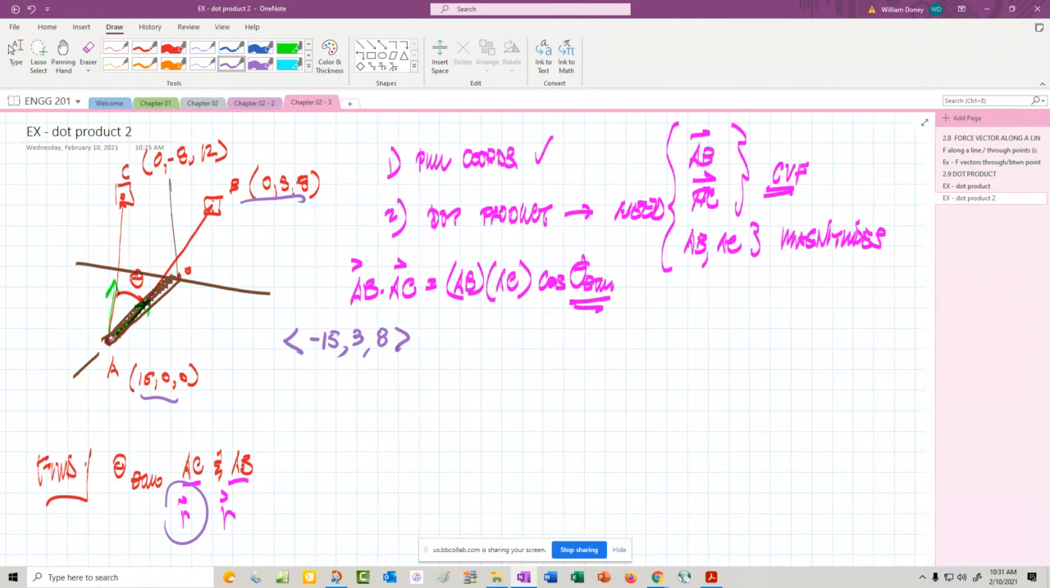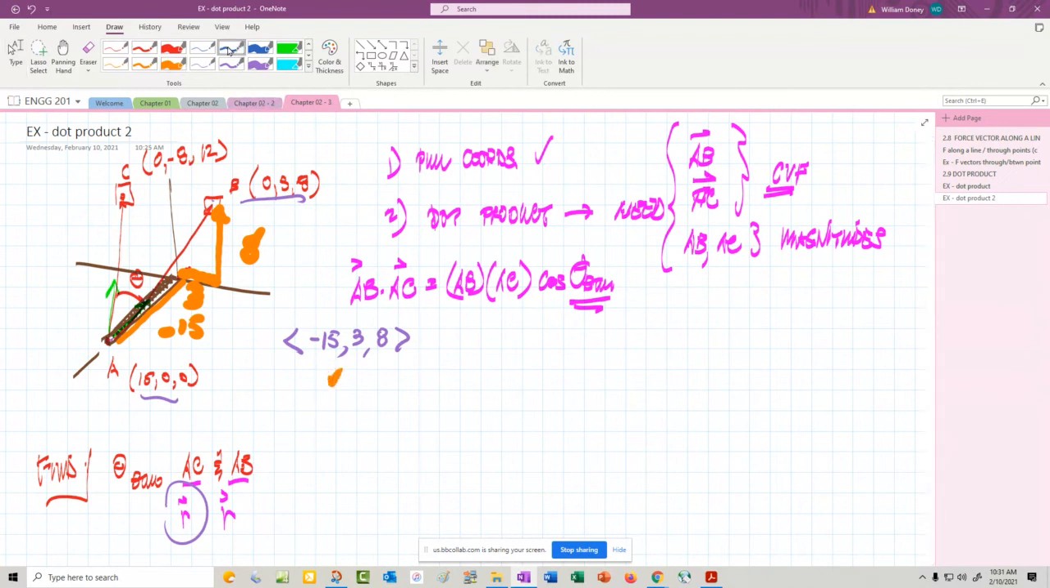Position vector that goes from A to B is minus 15i plus 3j plus 8k. And again, we can check that by walking. Let's walk it. We have to walk a minus 15 along the x, plus 3 in the y, and plus 8. So minus 15, 3, and 8. That should get us to it. So we feel good about that one.